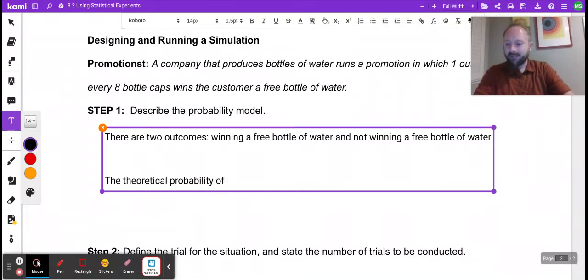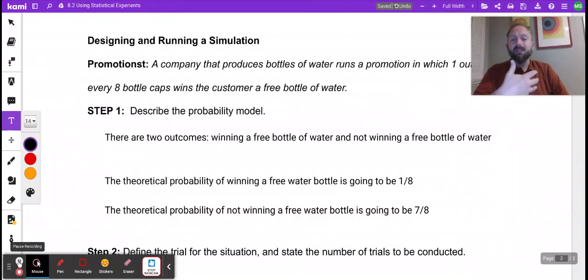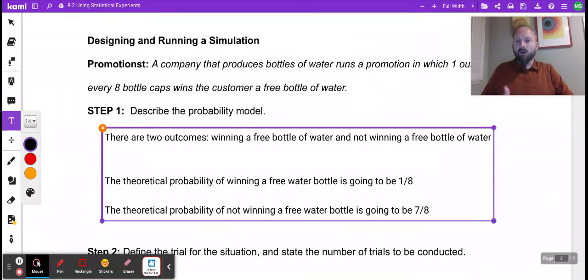probability of winning a free water bottle is going to be 1 out of 8. The theoretical probability of not winning a free water bottle is going to be 7 out of 8. What is the chances of you winning? Pretty low. In fact, we already learned it. It's 12.5%. Let's go on.